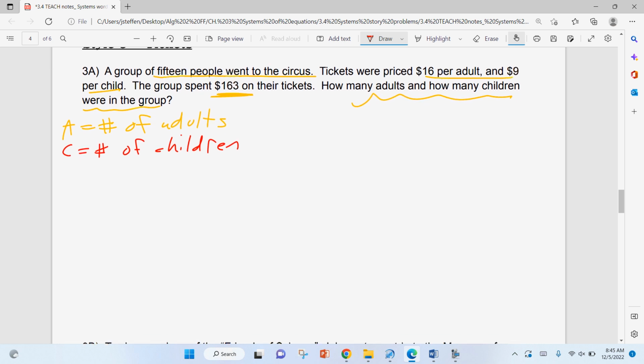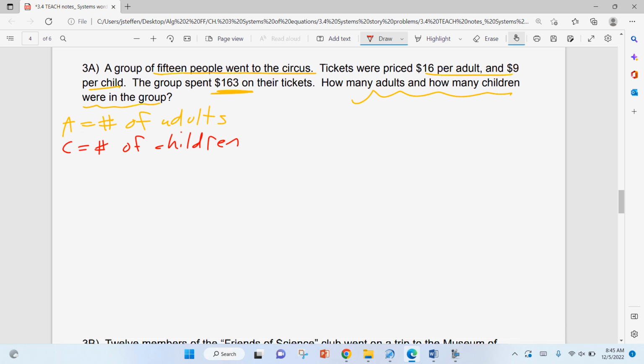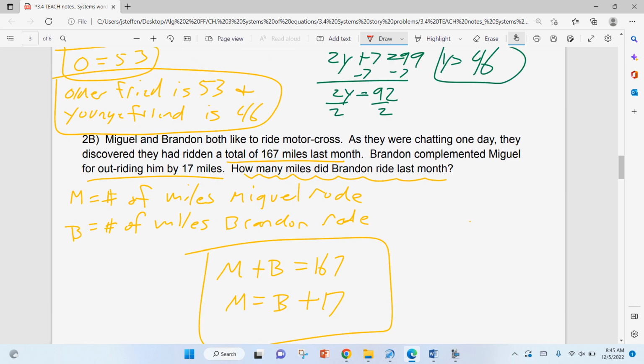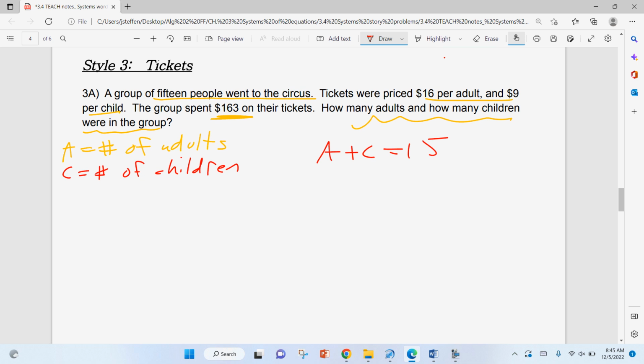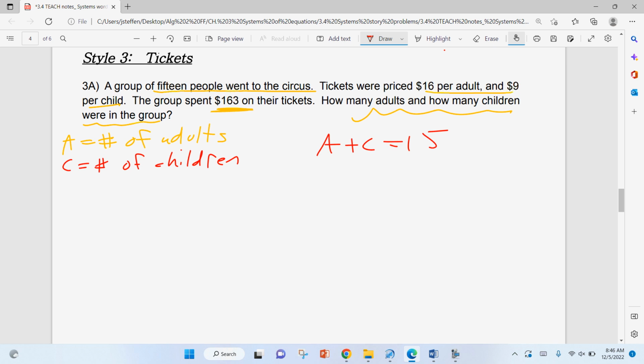The biggest one that a lot of people miss is the first equation: the fact that there are 15 people total. So if you take the number of children that went and the number of adults that went and add them, that's the total number of people. So A plus C is 15. For whatever reason, a lot of people miss that. And like I said, it's been in every one so far. In the other one, M plus B is equal to 67. A plus C is equal to 15. Again, you're taking the two individual quantities and getting the total, in the first one the number of miles, and in this one the number of human beings.